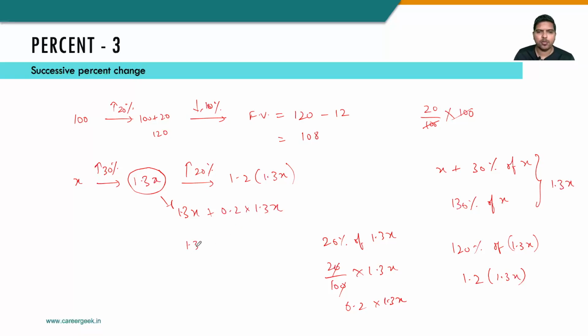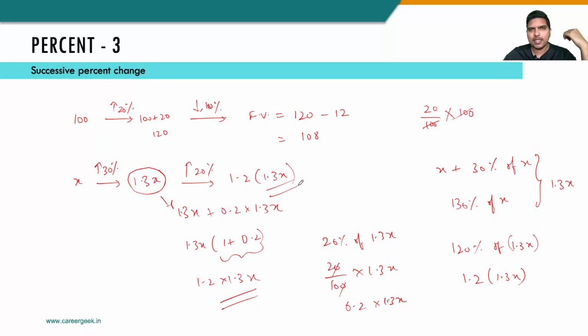So I can take this 1.3x common. I get 1 plus 0.2, which is 1.2. Either way, you will get the same answer. So I hope the concept of final percent or final value is clear.